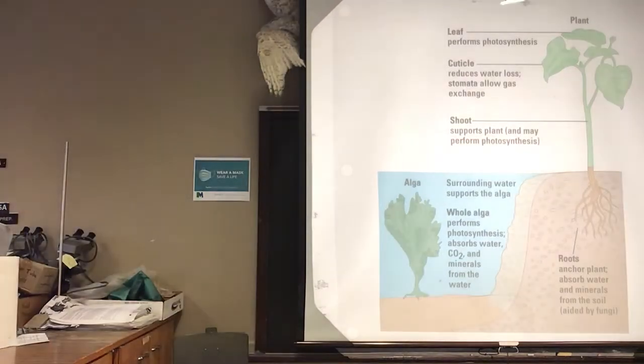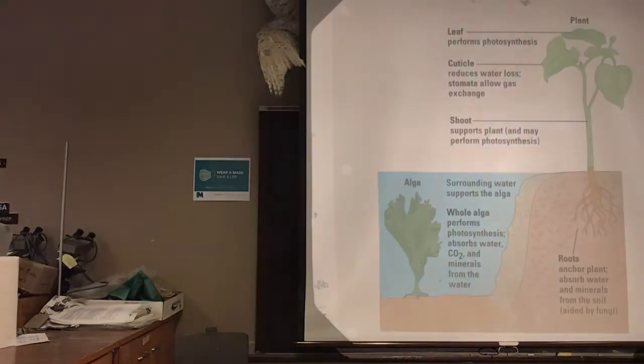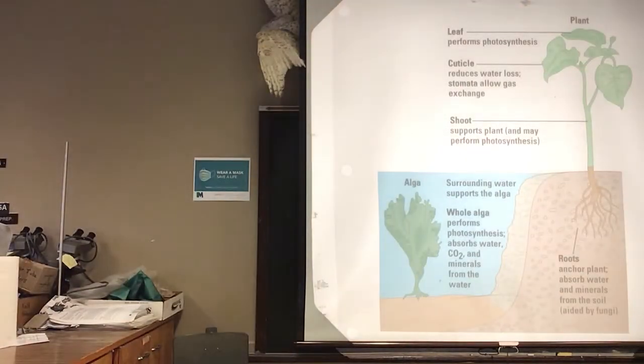But land plants have a lot more now. They don't always have what are official leaves and official shoots, or even cuticles, but this is what eventually they will have, or official roots for that matter.